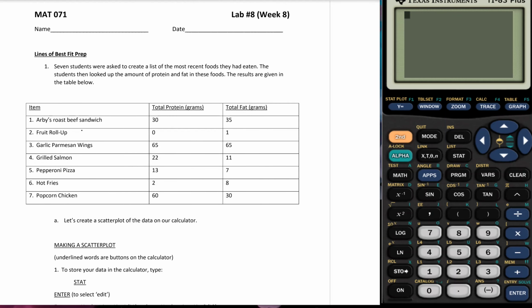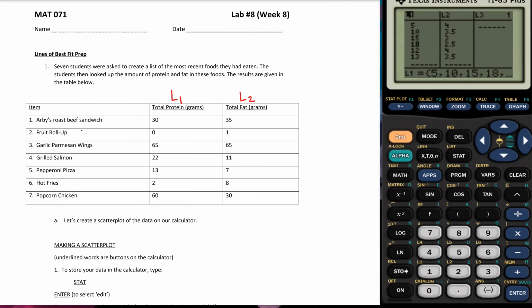So it says, let's create a scatter plot of the data in our calculator. I'm going to walk you through how to make a scatter plot. So first thing that we need to know, this one is going to be list 1. This one is list 2. So what you're going to do is go into your stat on your calculator, just like you've done before, and go over to stat edit, and we're going to edit list 1.